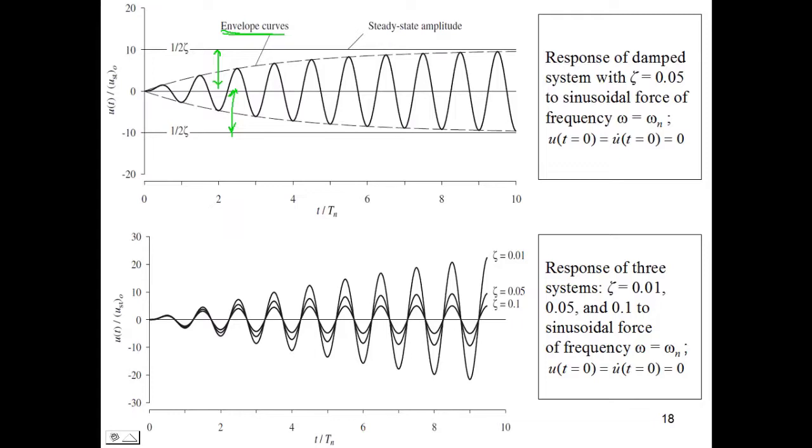The second figure shows the response of three systems. Zeta equals 1%, 5%, and 10%. Omega equals omega n, and at rest initial conditions. Notice that the steady state amplitude gets smaller as the damping ratio zeta gets larger. Recall that omega n equals 2 pi over Tn, where Tn is the natural period.